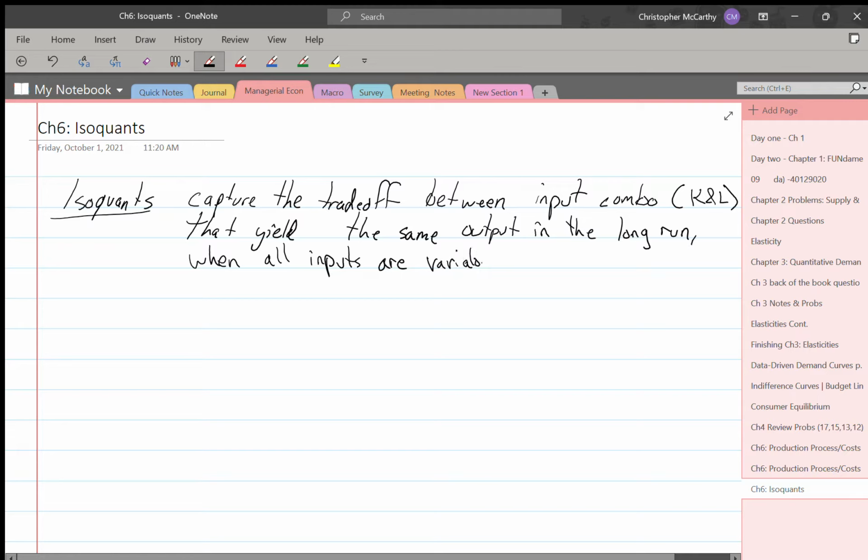Not all variables are input. I guess that would kind of be correct too, though.